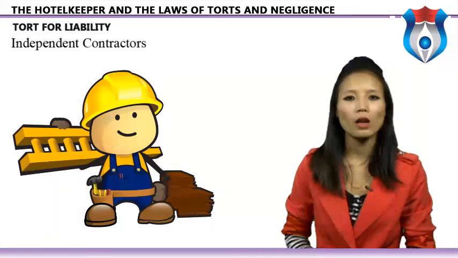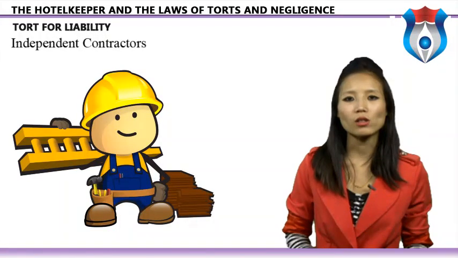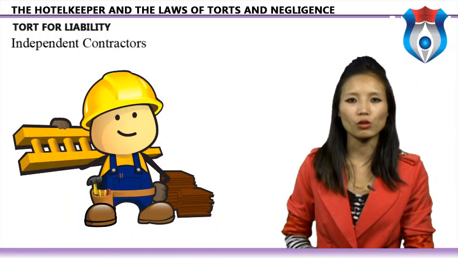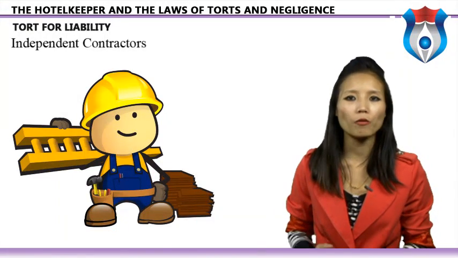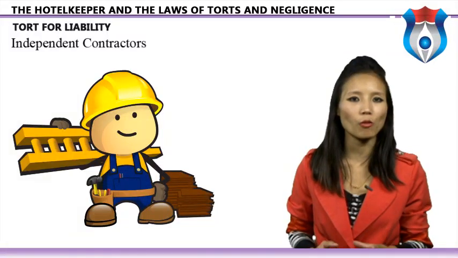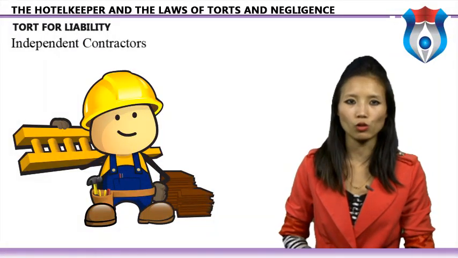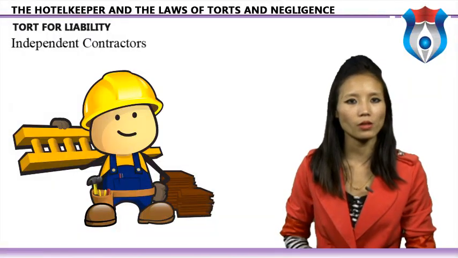Independent contractors. In contrast, a defendant who engages an independent contractor is not liable to others for the acts or omissions of the independent contractor. An independent contractor is a person who performs services for another person under an express or implied agreement and who is not subject to the other's control or right to control over the manner and means of performing the services.